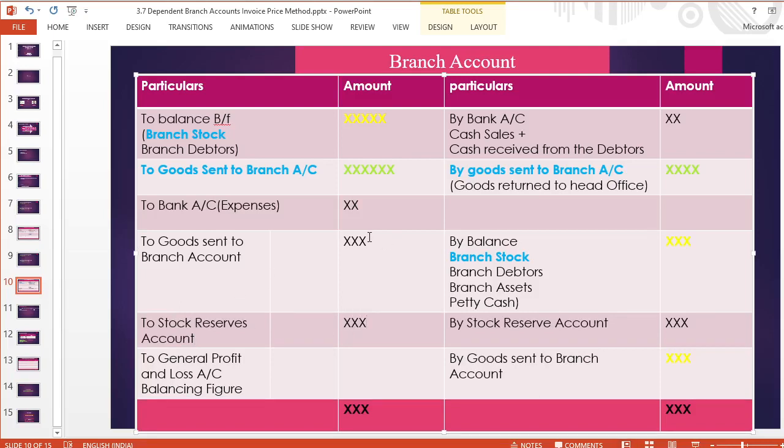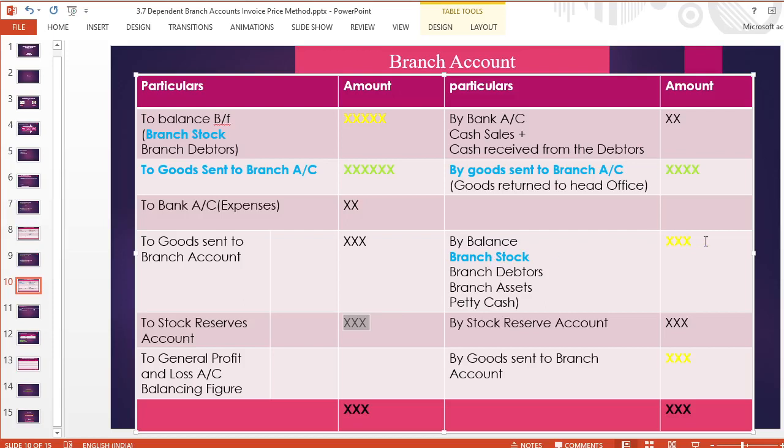So simply know that opening stock we used to record on the debit side and the loading charges on this will be recorded on the credit side. So the loading charges will get cancelled. And goods sent to branch account will be recorded on the debit side and the loading charges on this will be recorded on the credit side. So it will get cancelled. So goods returned by branch will be recorded on the credit side. Loading charges on this will be recorded on the debit side. So it will get cancelled.